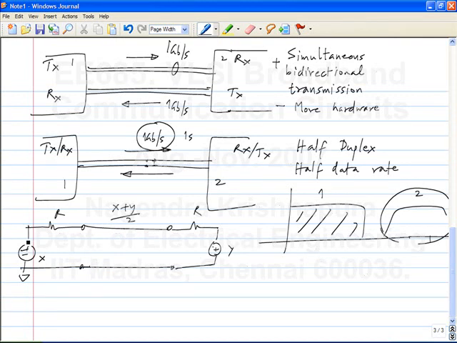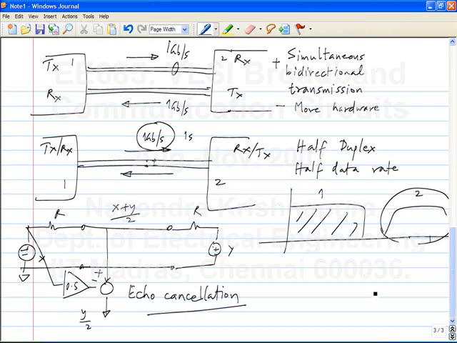You already know what x is because you are generating x, so you can multiply this by 0.5 and subtract it. Here you get y by 2. And you can do the same thing on the other side. This is known as echo cancellation. The idea is you know what you are transmitting, so you can subtract it out. Of course, in reality you can't subtract it out perfectly, and there are limits to what you can do, but this works quite well.